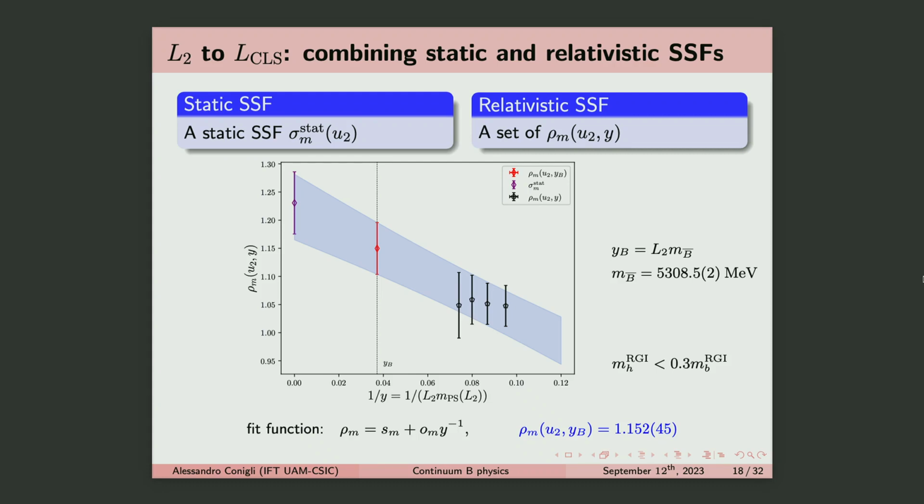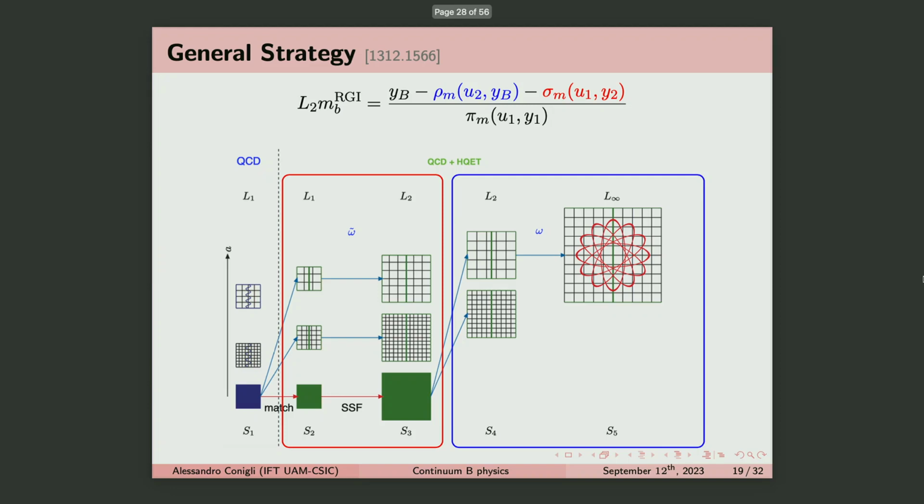And how do we determine this target scale? Well, this is simply given by the physical input in this step between L2 to L_CLS, which is nothing but the flavor average combination between the B and the Bs meson. So if we now go back to our original strategy, we just computed this step scaling function between L2 and L_CLS, and we can now move to the next step, which is the extraction of sigma between L1 and L2.